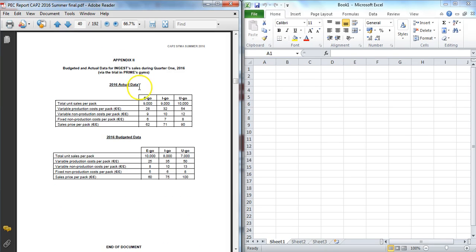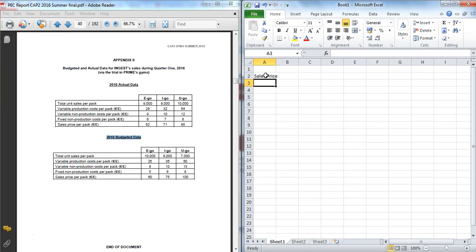So the information given here, we're given actual data, so make sure you don't read this incorrectly. This is actual on the top, Ego, iGo, and YouGo, and this is budget, so Ego, iGo, and YouGo. So make sure you understand which one is which, because if you mix them up, you'll get completely wrong variances. So the first one we're going to look at is sales price.